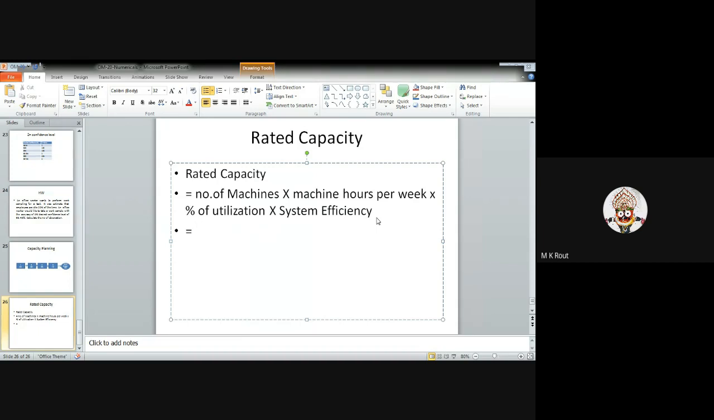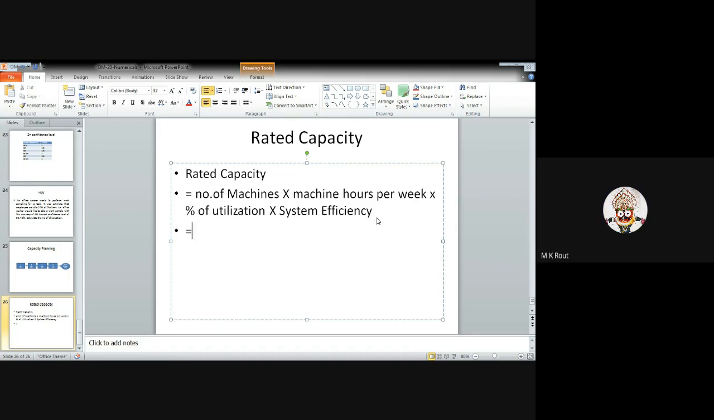The number of machines is given as 5. And machine hours per week, just note down, that is 8 hour duration into 2 number of shifts into 5 number of days in a week. Sir, is it 288? Okay, you are very fast. Your answer is correct.